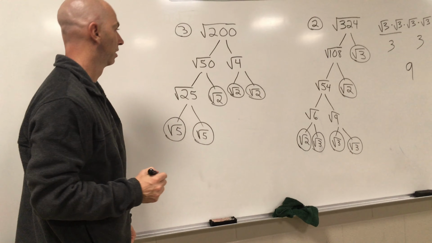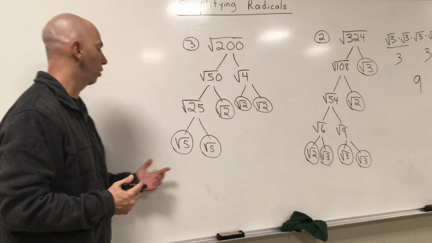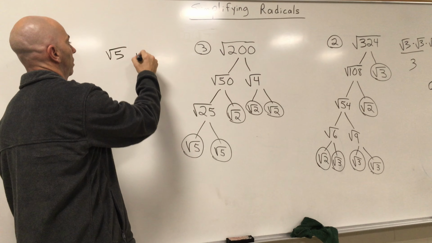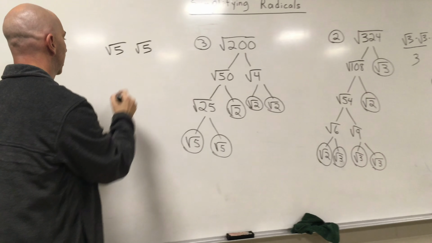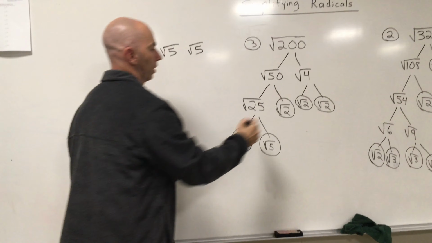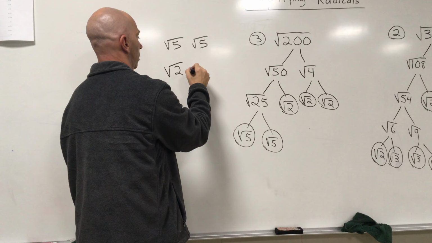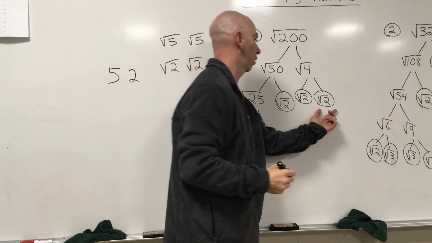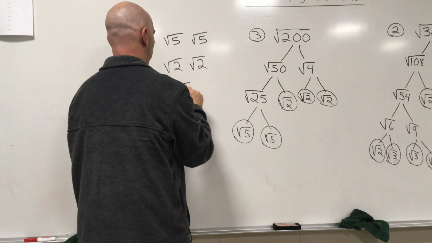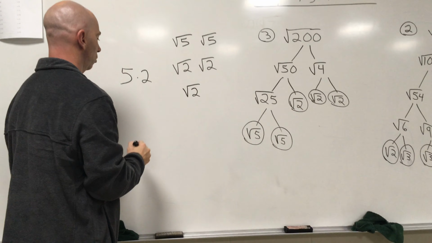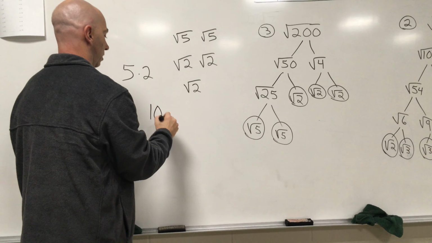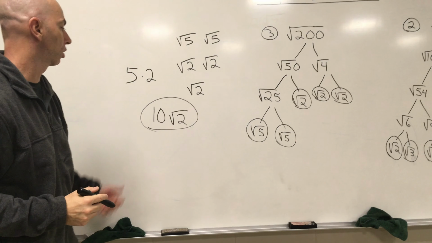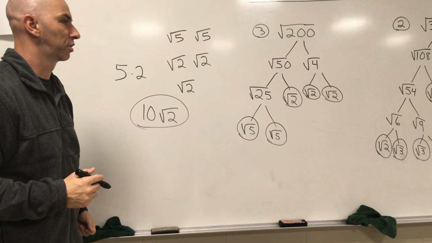All right, we got it simplified as far as we can go. We got 2 5s. Square root of 5 times square root of 5, so that's 5 already. That gives me 5 right here. I'm putting it over here. We already have 5. 2 2s give me a whole 2, and we still have a leftover 2 right here. So 2 times 5 is 10 square root of 2. 10 square root 2 is the simplest form of square root 200.